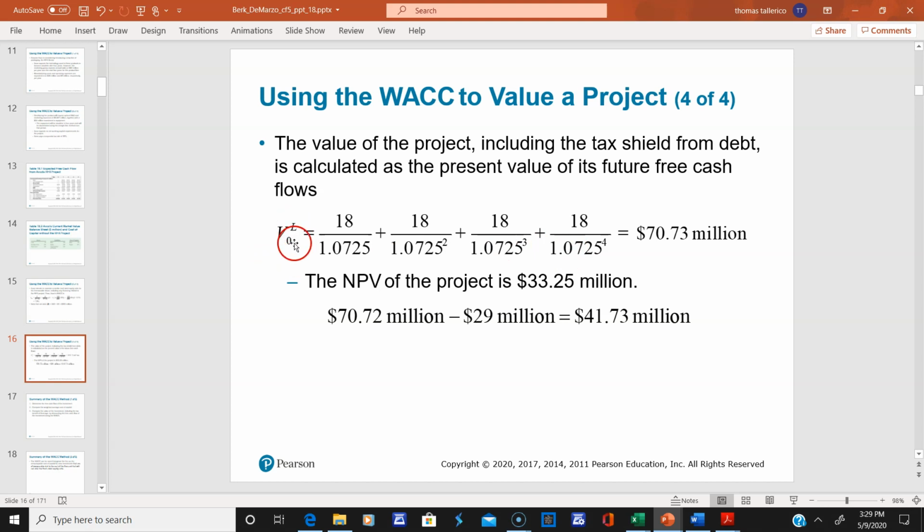So you get the levered value of this project, and it comes out to be 70.73 million. So here's the value of the project, and that includes that tax shield, as we said. So we get the present value of the future cash flows. However, we got to get the net present value of this project here. So it works out that when you subtract off the 29 million from the, now this should be 70.73 million.